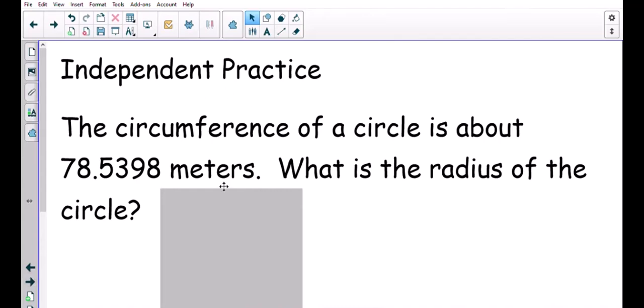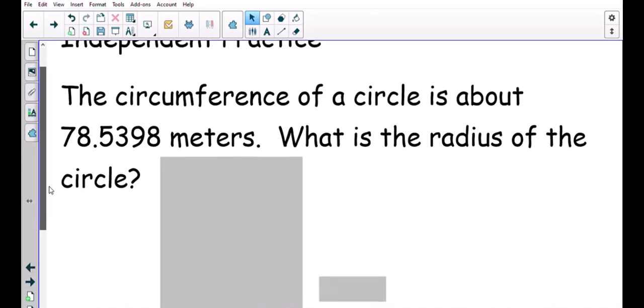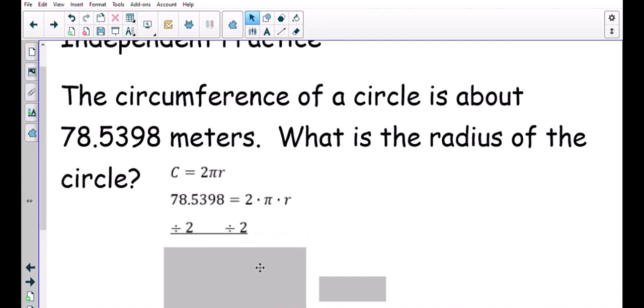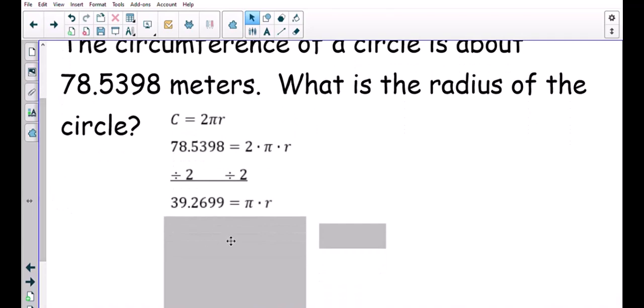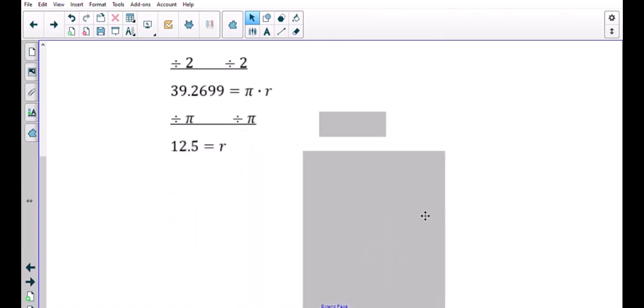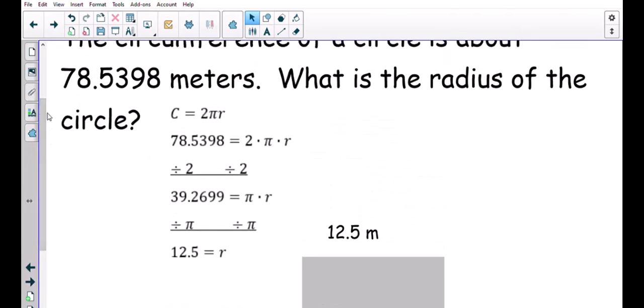All right, so once again, we're talking about the circumference of a circle, so we're going to use c equals 2 pi r. Replace c with the 78.5398. So 78.5398 equals 2 pi r. I divided both sides by 2 to get 39.2699 equals pi r. I took 39.2699 divided by pi. When I did that, I'm going to go ahead and plug it in again. I ended up getting 12.499974, which is about 12.5. So I would say that my radius is about 12.5 meters in this case.